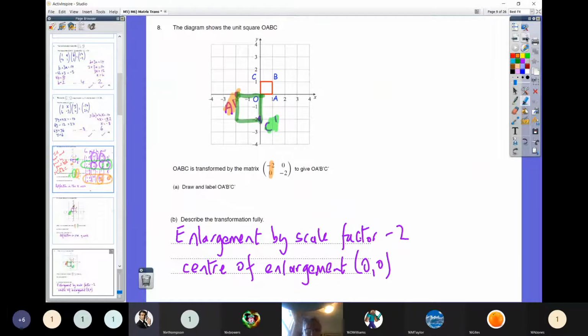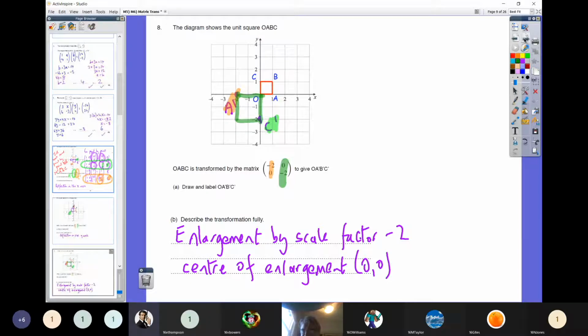Again, I've done this the quick way. I've seen that A dash goes to -2, 0, and I've seen that C dash goes to 0, -2. The origin remains unchanged, so I can very quickly draw in my revised square, and then I can just see what it is. Do you remember those negative enlargements where you go the opposite direction and it's twice the size? So that is an enlargement by scale factor -2, the center of enlargement being the origin.